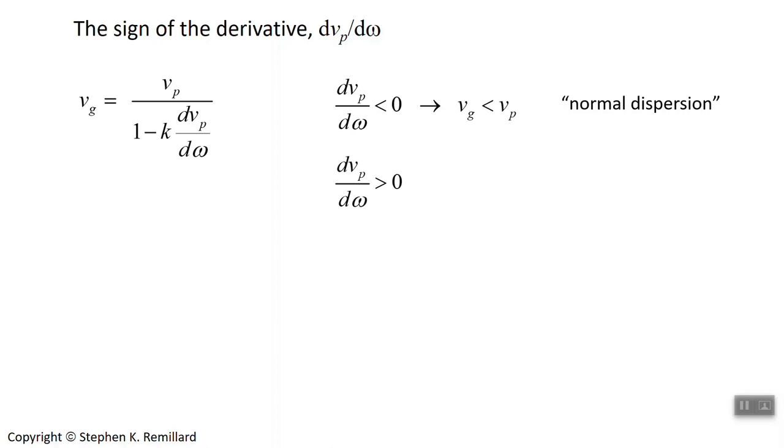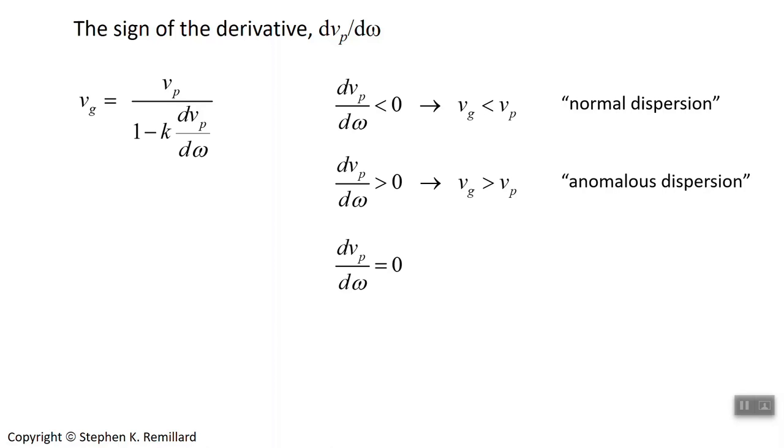Except in that situation where the dv phase by d omega is positive. Because if that's positive, then the denominator is less than 1. The group velocity is greater than the phase velocity. That's called anomalous dispersion. It happens in a case when you have atomic resonant absorption of a wave. If you send light through a dielectric media at a frequency where it resonates with the wave, you go into anomalous dispersion. It's very dissipative.